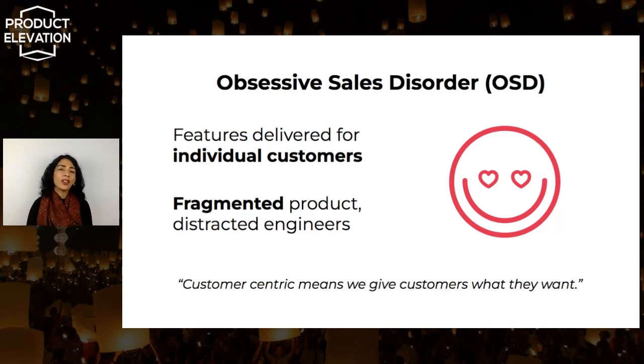If you're working on a lot of custom features for each of your customers, where you're trying to perhaps give them individual pricing for each customer, these are all examples of obsessive sales disorder, where we keep giving up on the long term in exchange for the short term.